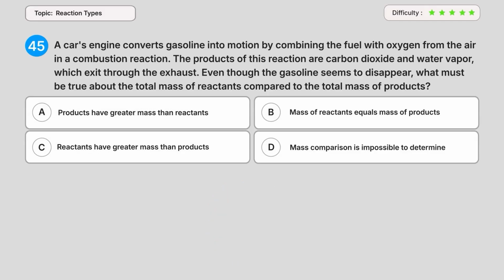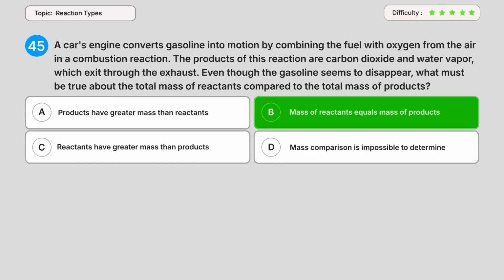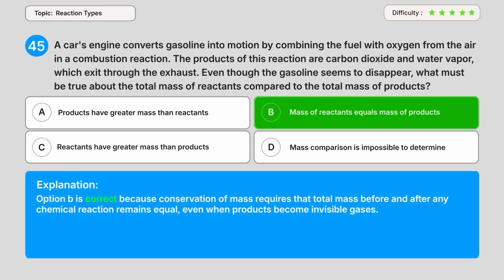Correct answer: B. Mass of reactants equals mass of products. Explanation: Option B is correct because conservation of mass requires that total mass before and after any chemical reaction remains equal, even when products become invisible gases.